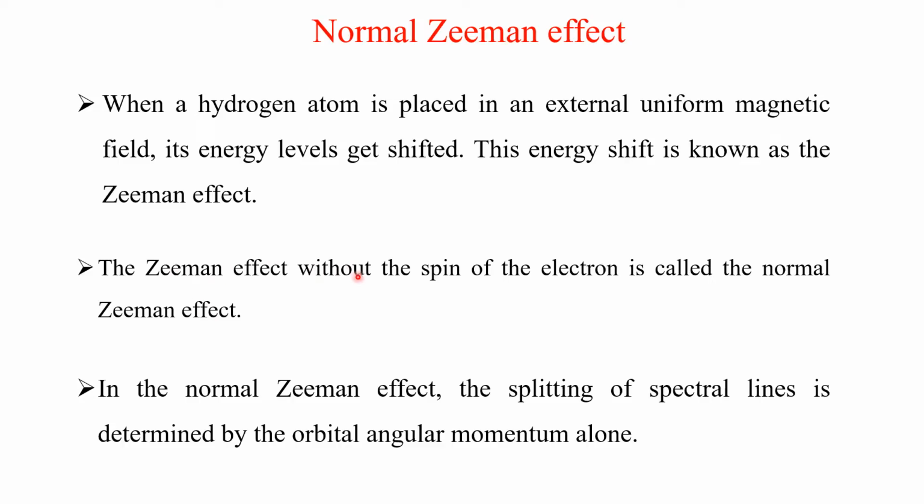The Zeeman effect without spin of the electron is called normal Zeeman effect. That is very important. In normal Zeeman effect, the splitting of spectral line is determined by the orbital angular momentum alone. There is no role for the spin angular momentum. Normal Zeeman effect is concerned only about the orbital angular momentum, not the spin angular momentum.